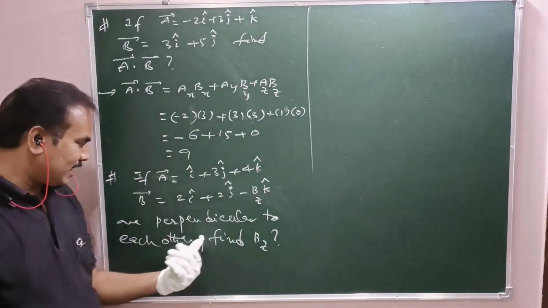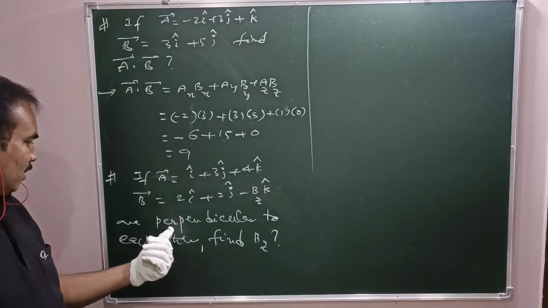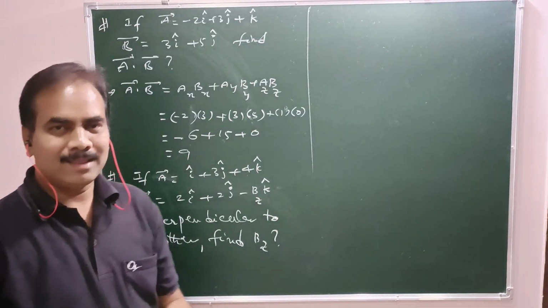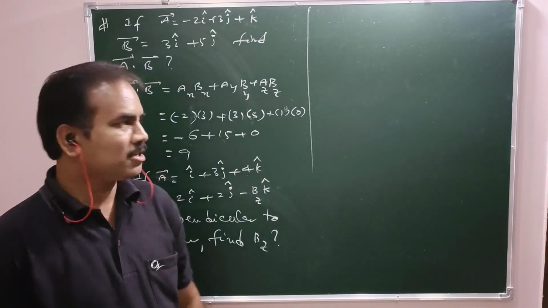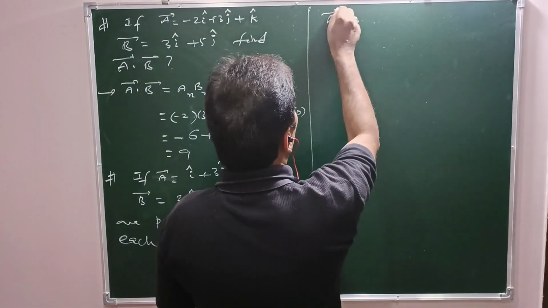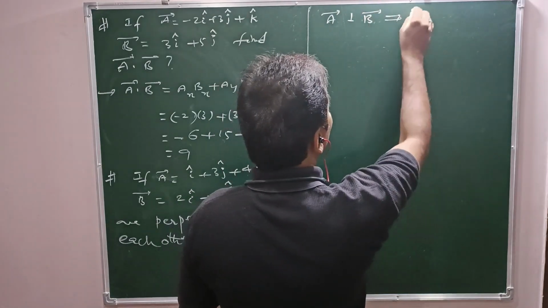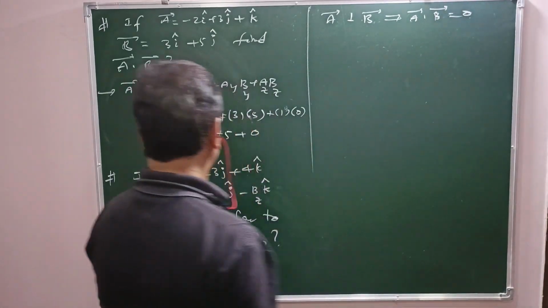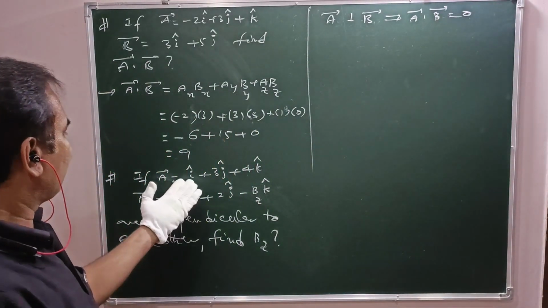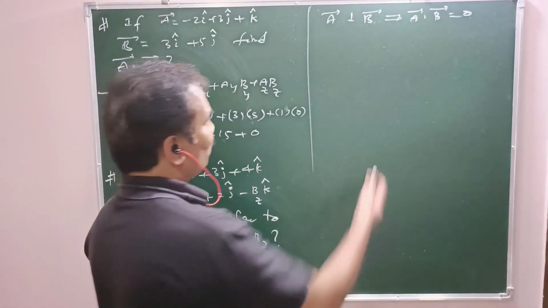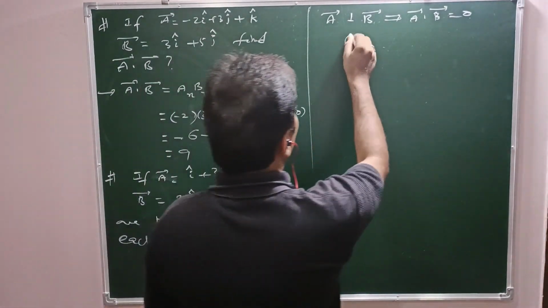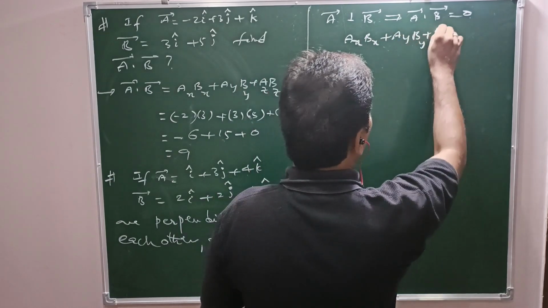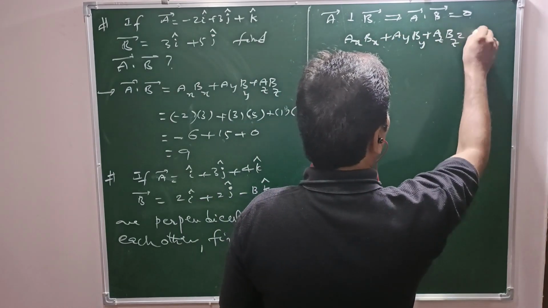See, one clue is there here. What is that clue? a bar and b bar are mutually perpendicular. For perpendicular vectors, their dot product must vanish. That is, a bar perpendicular to b bar implies a bar dot b bar equal to 0. Right? Now take their dot product to be 0. That is a bar dot b bar means ax bx plus ay by plus az bz equal to 0.